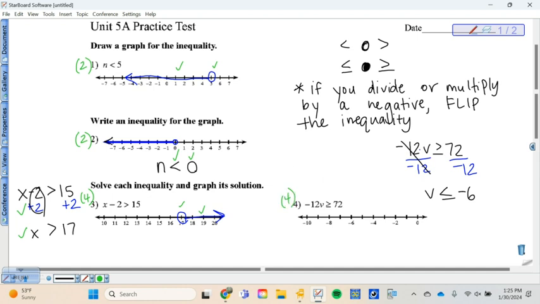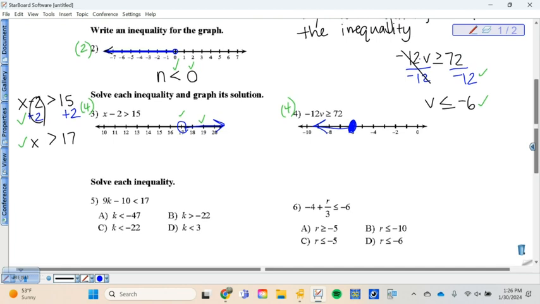How do I get my other 2 points? Yeah, I got to graph it. How do I graph this? Closed circle at negative 6 and then left or right? Good. Okay. Excellent. All right. Then numbers 5 and 6.